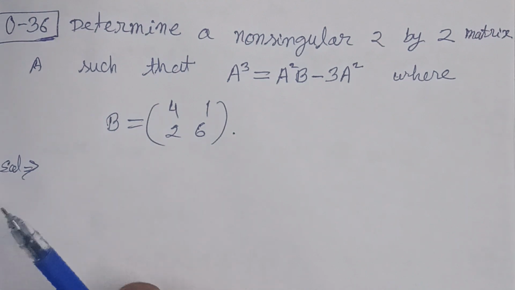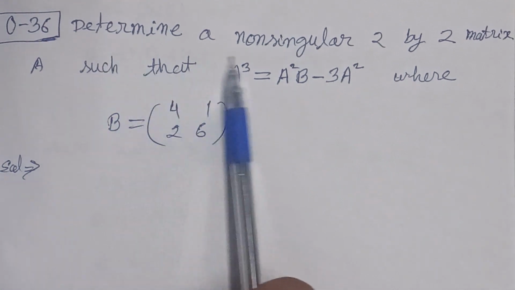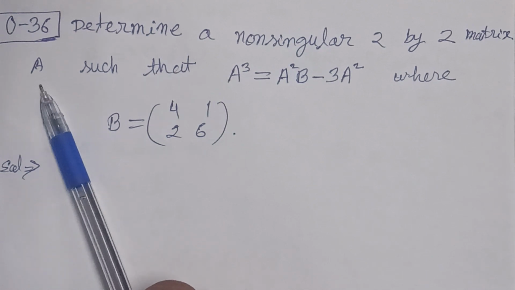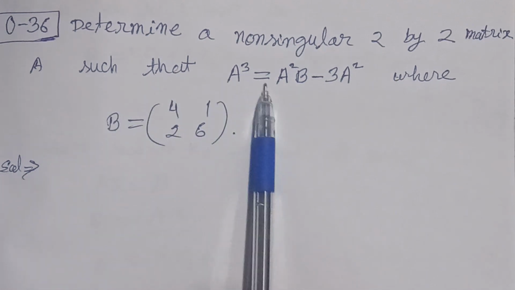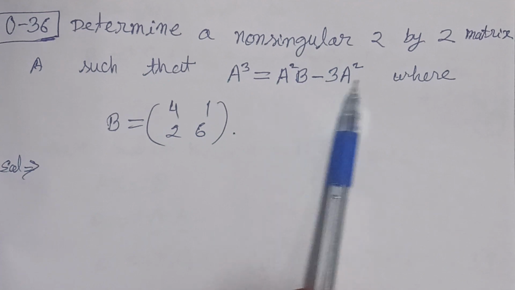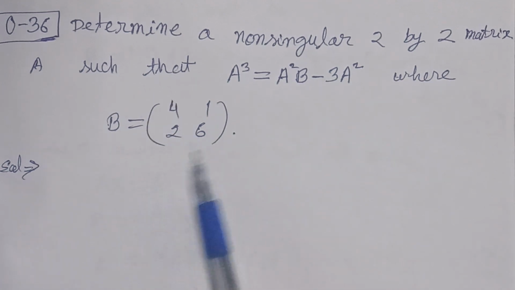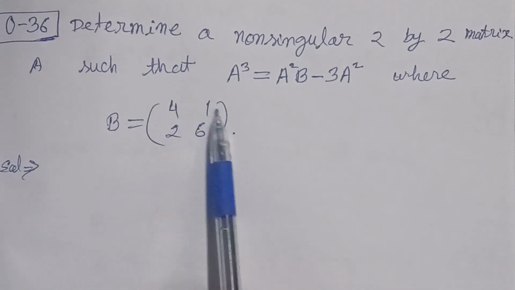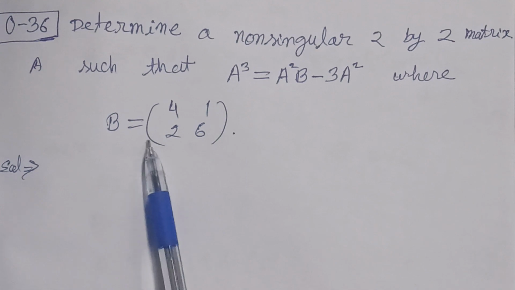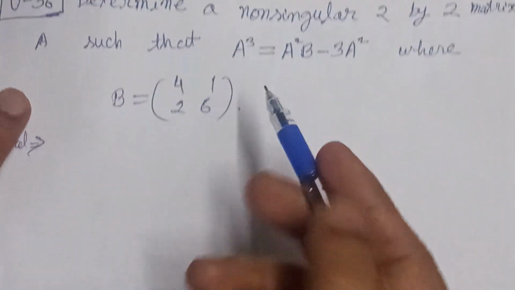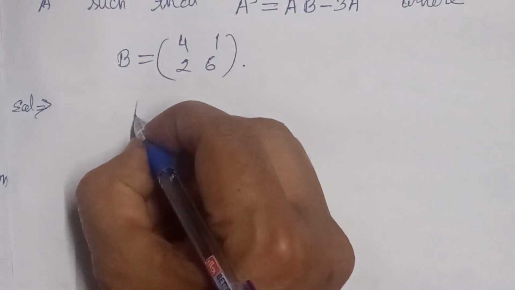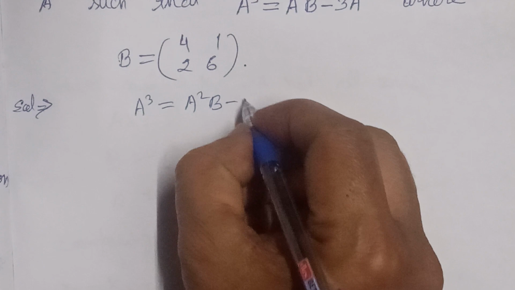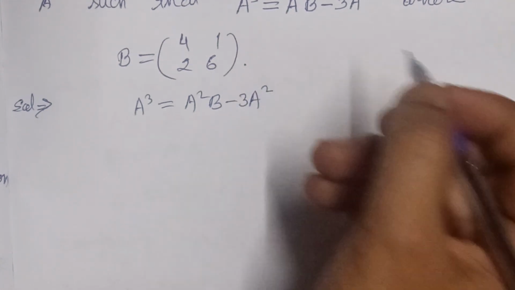This problem is related to matrices. Determine a non-singular 2 by 2 matrix A such that A cube is equal to A square B minus 3A square, where B is the matrix whose first row elements are 4 and 1, and second row elements are 2 and 6. We are given that A cube is equal to A square B minus 3A square.